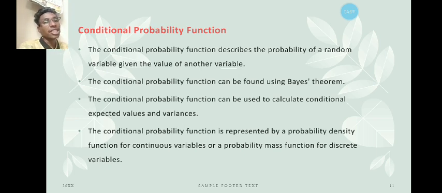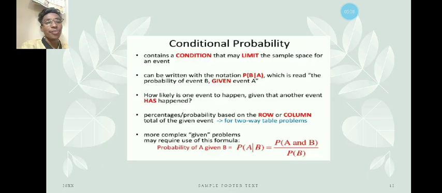and variance. The conditional probability function is represented by the probability density function for continuous variables or the probability mass function for discrete variables. Conditional probability contains a condition that may limit the sample space for any event. It can be written with the notation P(B|A), which reads the probability of event B given event A. How likely is one event to happen given that another event has happened?